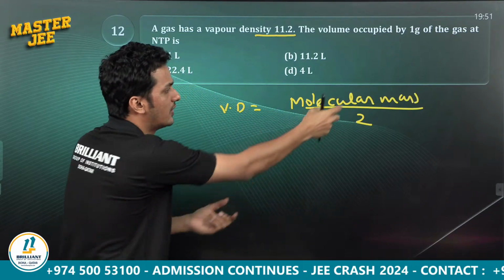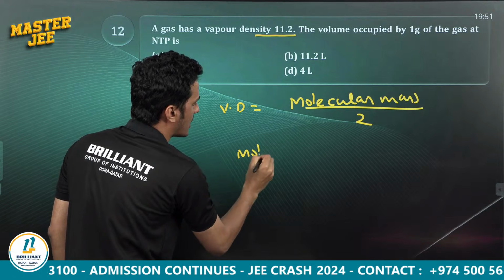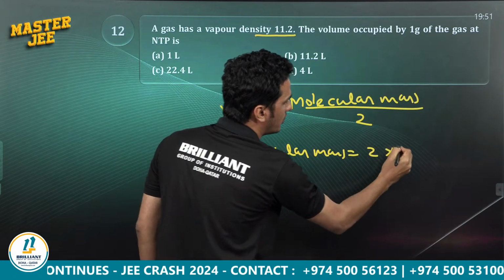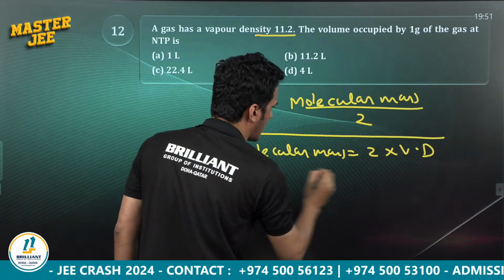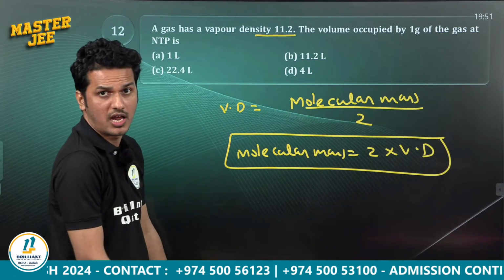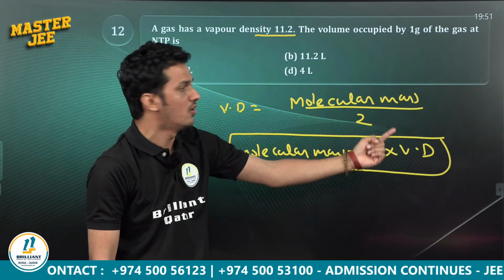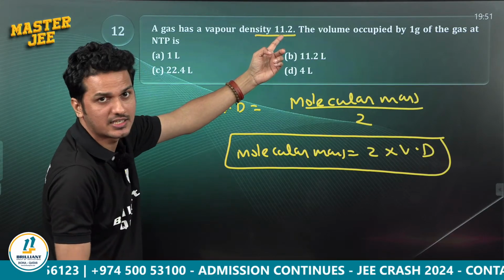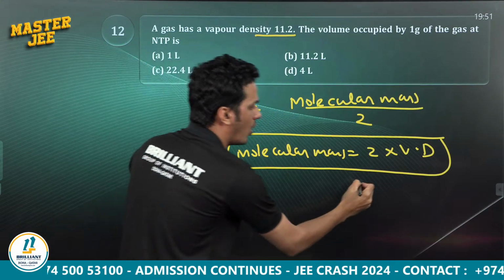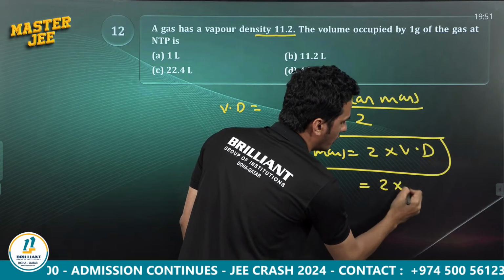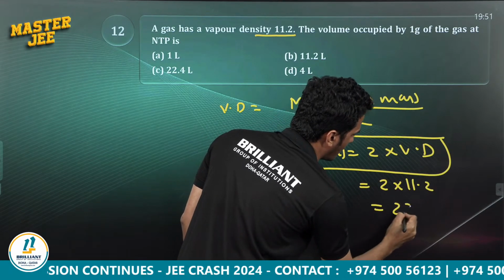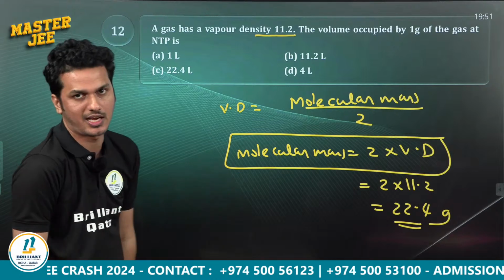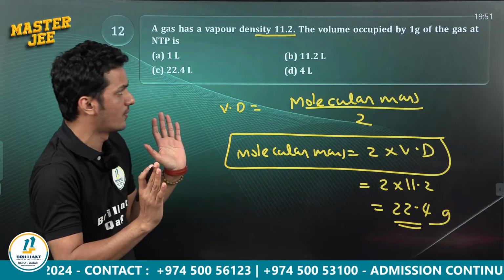So comparing with that, you get molecular mass equal to 2 into vapor density. I hope you remember this formula. Molecular mass is equal to 2 into vapor density. Here the vapor density given is 11.2, meaning the molecular mass of the compound is 2 into 11.2, that means 22.4 gram. 22.4 gram is the GMM of the molecule.